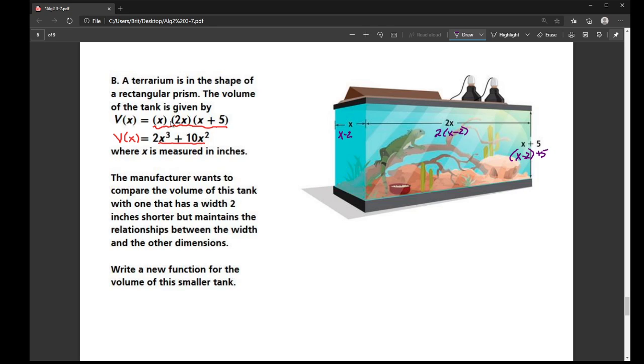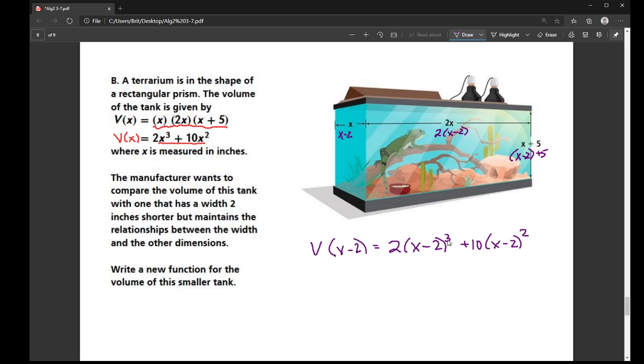So when I did this, I could use these purple dimensions and write it out in that factored form. Or I can use this final function, and I could do v of x minus 2 because I've shrunk that width. So when I do that, this turns into 2 times x minus 2 cubed plus 10 times x minus 2 squared. That's kind of ugly though. That's really hard to solve out, right?